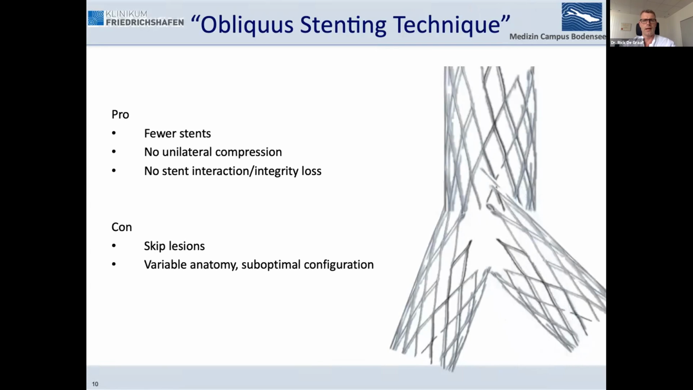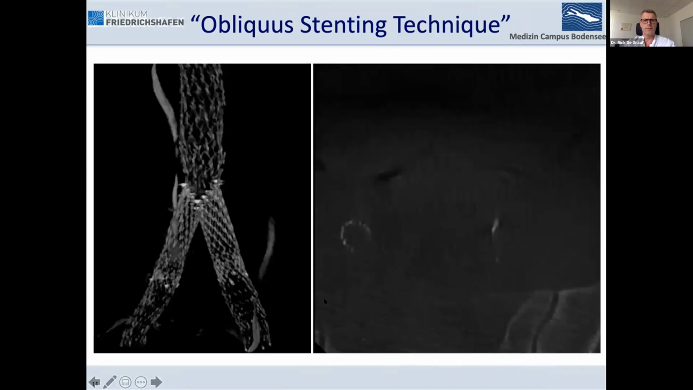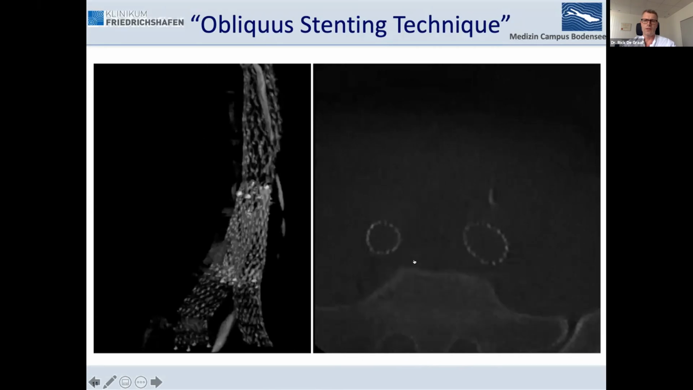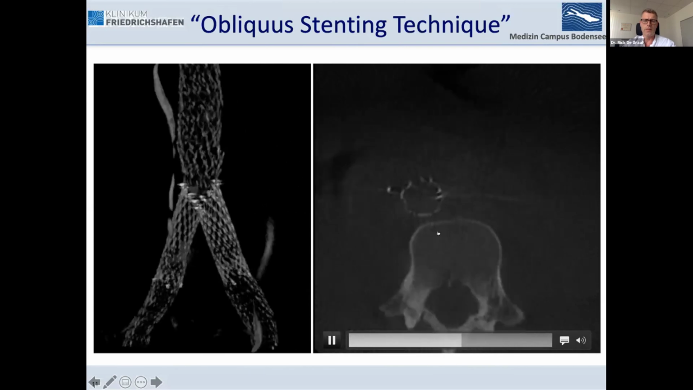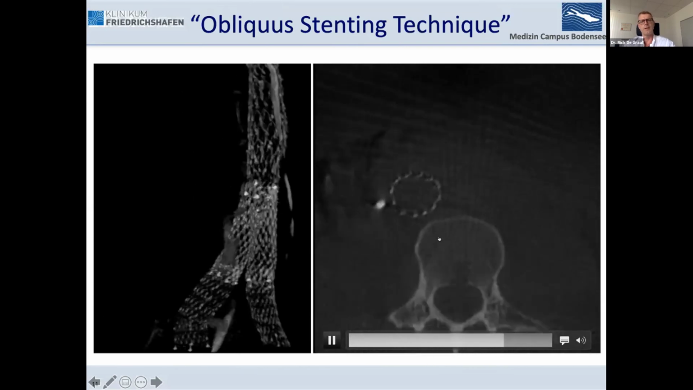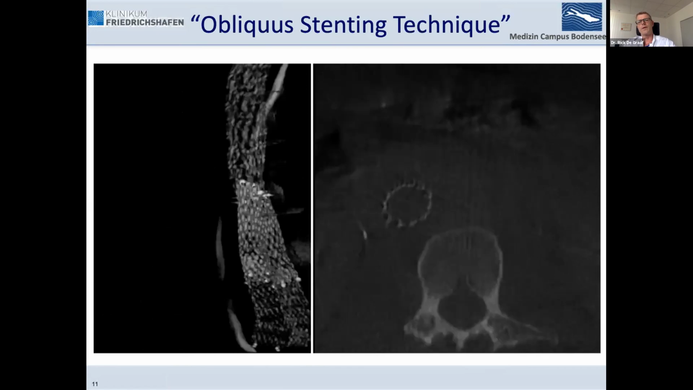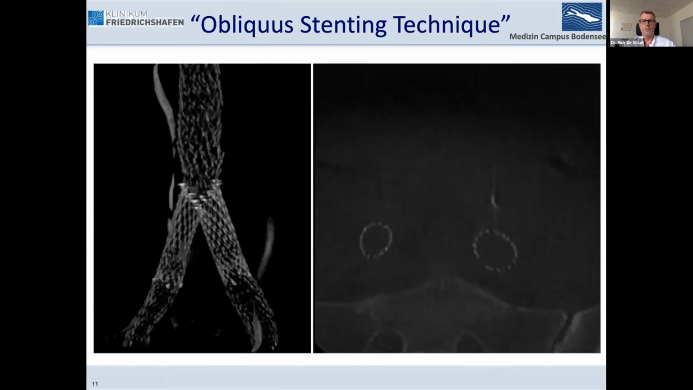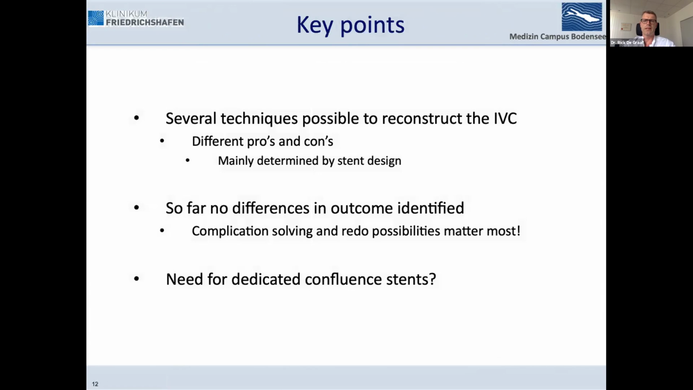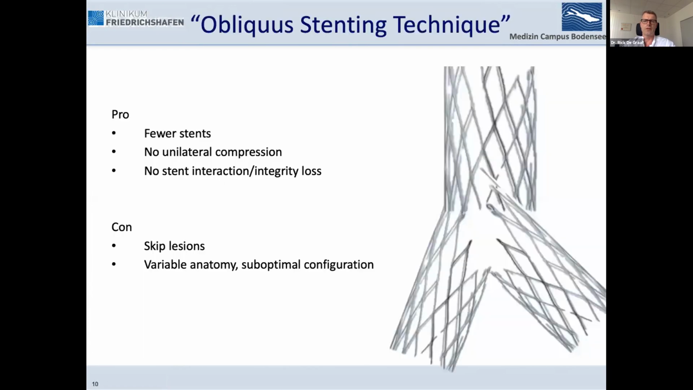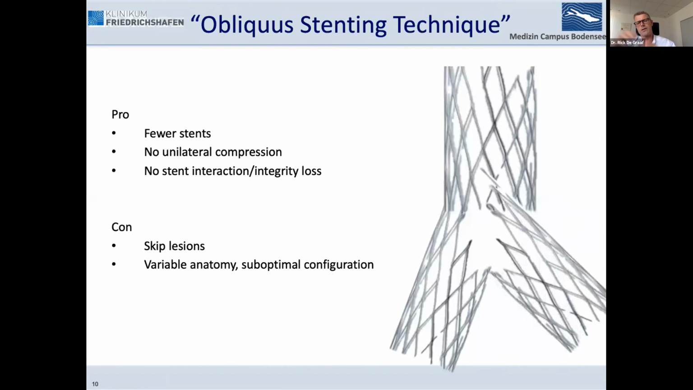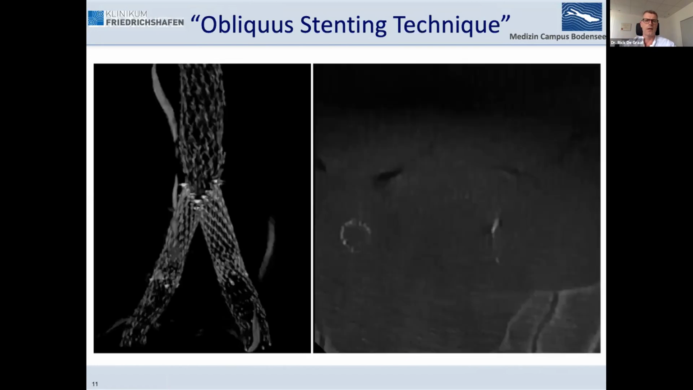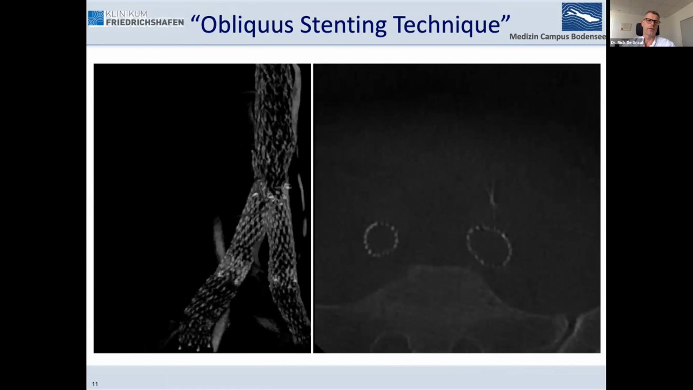So it looked like this, and just look here. There's no interference with stent material whatsoever. It just continuously goes into that large vena cava stent. So I really like that one. The problem is not every person is the same. So it looks very nicely like this, but it might look like this when the anatomy is a little bit different. So that might be an issue, but for the rest, it looks very nice.